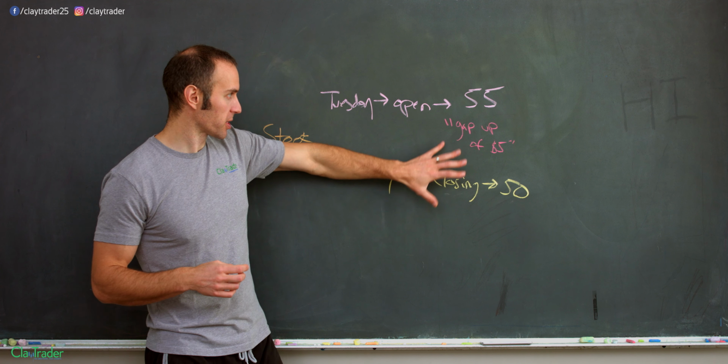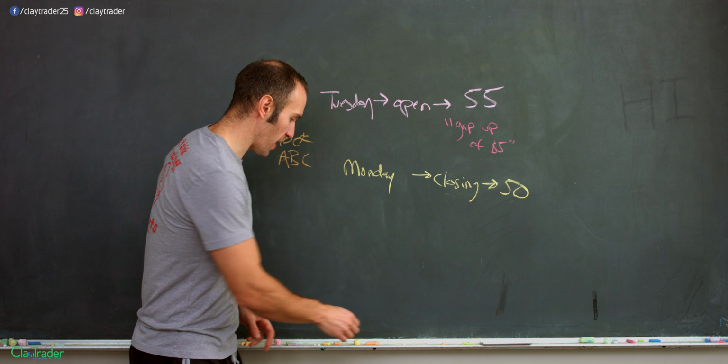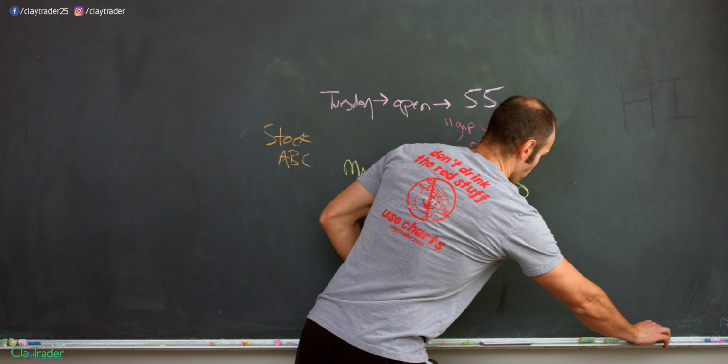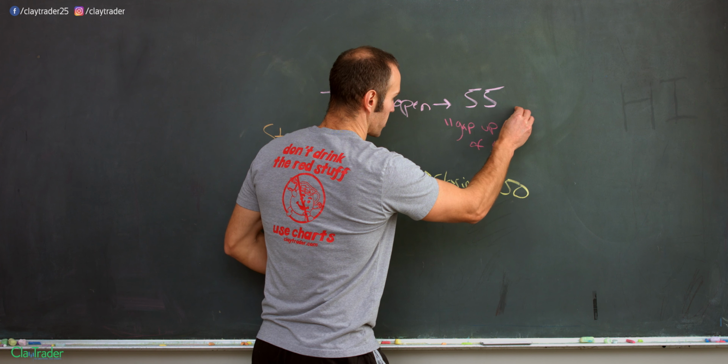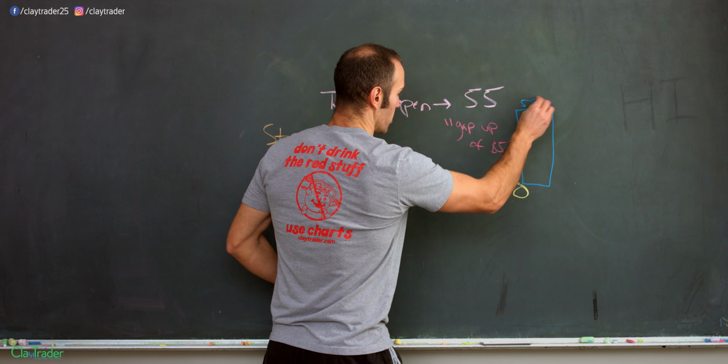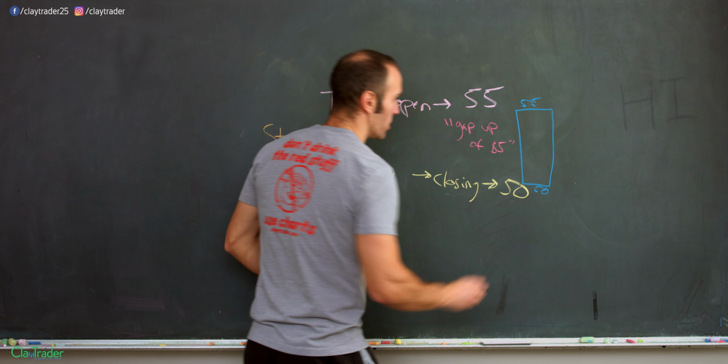So that's how that all works. And I'll just go with this. So there's a gap up of $5. And all a gap fill means, and let's actually visualize this, right here between these two areas, we have this big space, right? We have 55 up here, and then we have 50 down here.